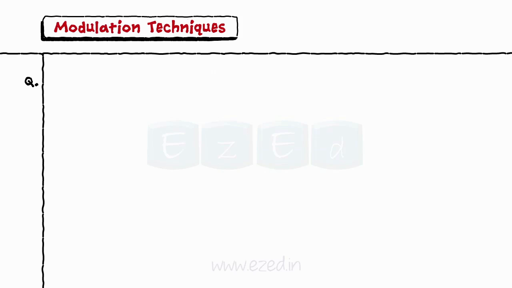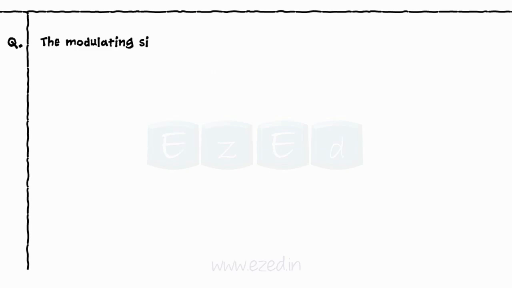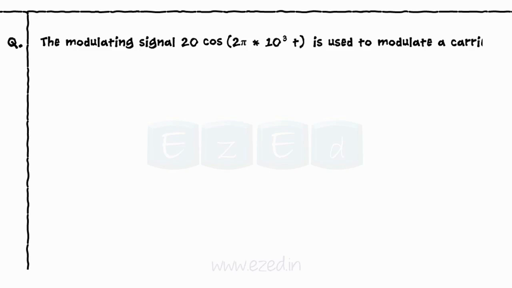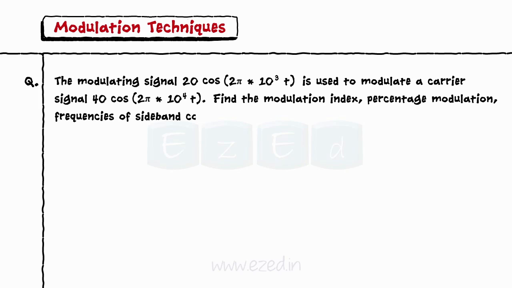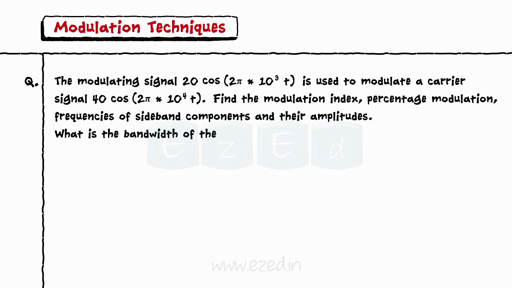Consider an example now. The modulating signal 20 cos 2 pi into 10 raised to 3 t is used to modulate a carrier signal 40 cos 2 pi into 10 raised to 4 t. Find the modulation index, percentage modulation, frequencies of sideband components and their amplitudes. What is the bandwidth of the modulated signal?